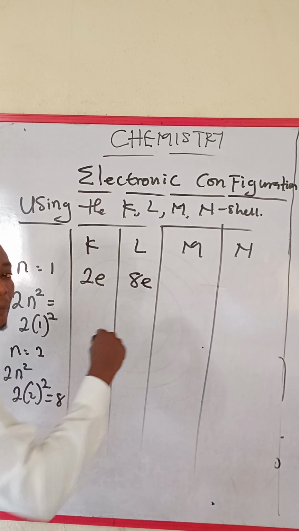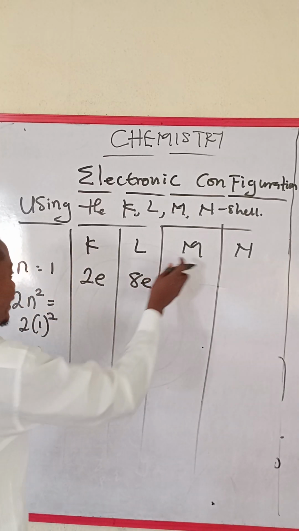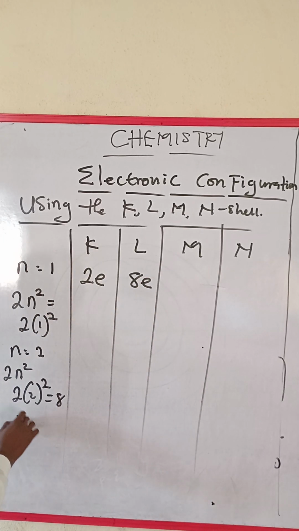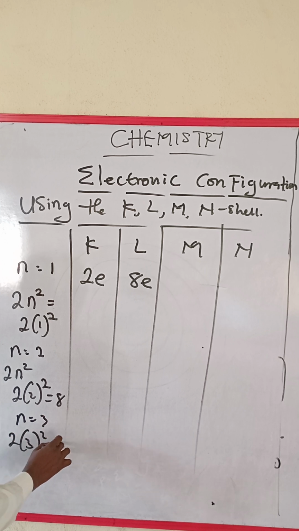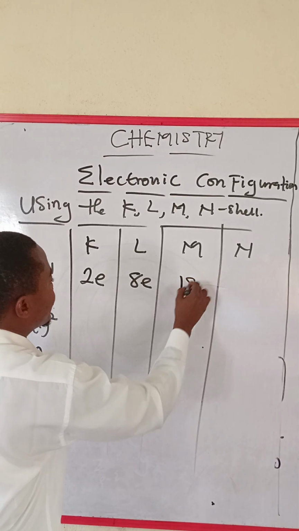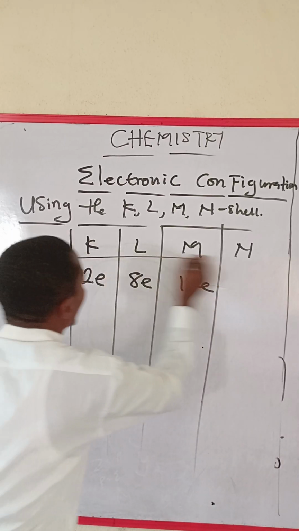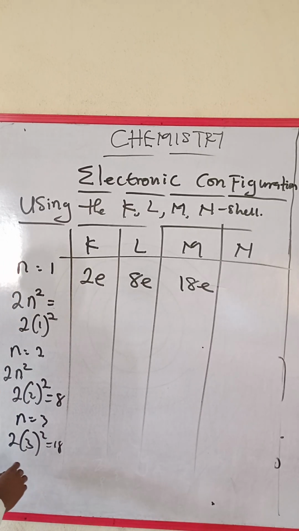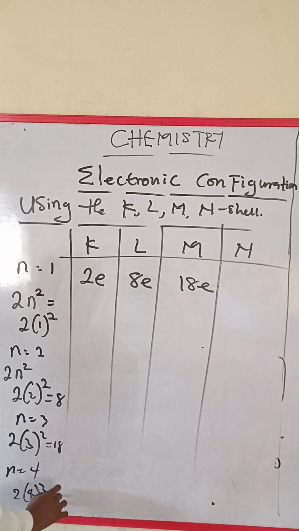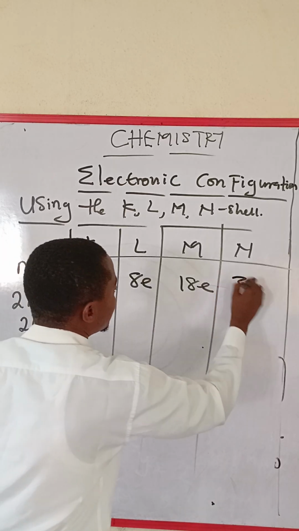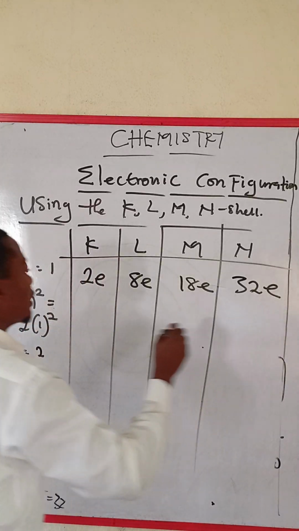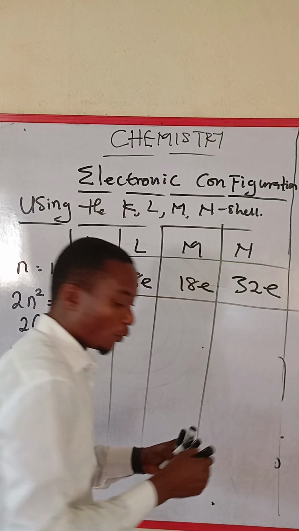So the L shell takes 8 electrons maximally. Now the M shell, when n is equal to 3, we have 2 into 3 raised to the power of 2, which is 18. So this one takes 18 electrons maximally. Then for the N shell, when n is equal to 4, we have 2 into 4 raised to the power of 2, which will give us 32. So this one is 32 electrons maximally.